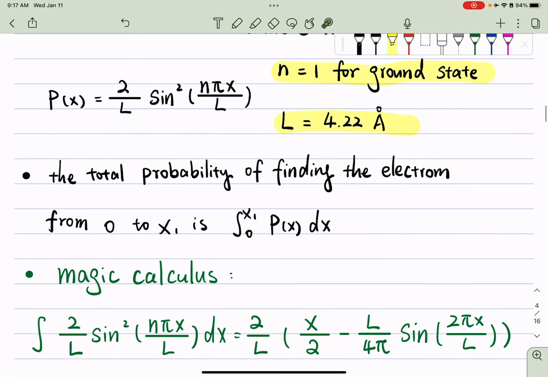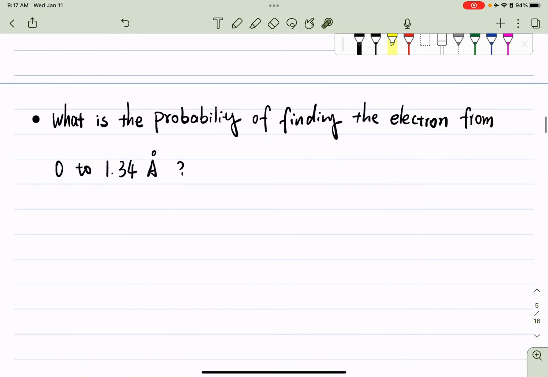And I will always be giving you the magic calculus because I don't expect you to solve these calculus problems in my class. So if your calculus is good, you can use your calculus. If you don't know how, you can just plug in the numbers using the magic calculus provided. One of the typical questions I could be asking is, what is the probability of finding the electron from 0 to 1.34 angstrom? What I want you to do is read the question and know when and where to plug in the correct numbers.